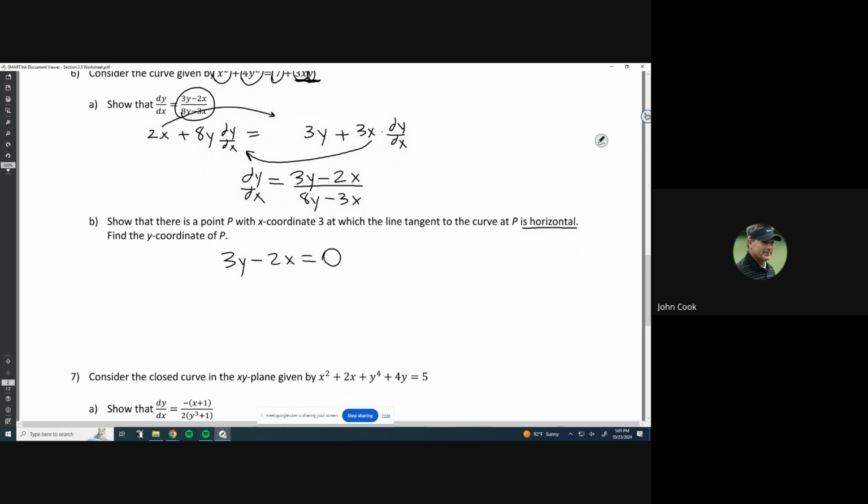So if I plug in 3 for x, 2 times 3, like that, what would the corresponding y value be? So 3 times y, right? So this is going to be 3y minus 6 equals 0. So if I add 6 to both sides, 3y is equal to 6. So that means that y would have to be equal to 2. So that would be the coordinate. When x is 3, the y value is equal to 2 for a horizontal graph.